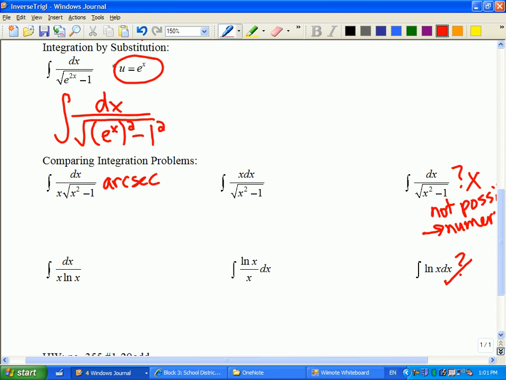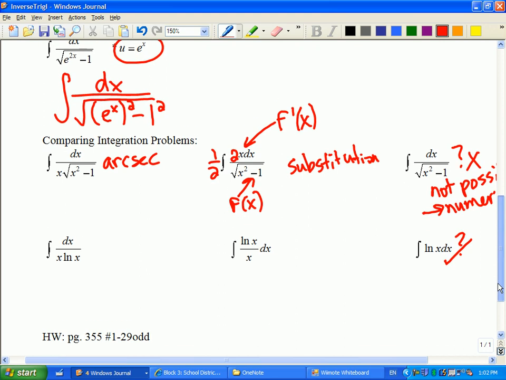Good. It doesn't fit the pattern for arcsecant anymore, but what we would say is this here is going to be my function, and then you might say to yourself, oh, well, if I put a 2 here and a half in front, then I've got a function plus its derivative, so this would fit the pattern nicely for substitution. Okay. All right. What about the next ones here with natural logs and things?